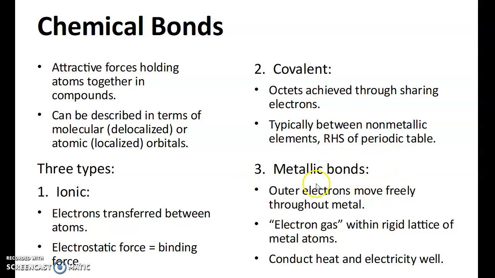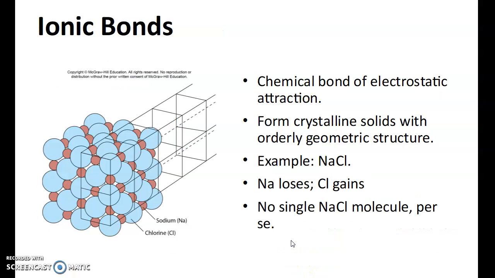Metallic bonds, these are where you have all of those things in the transition metals and all of the things that we regard as metals, outside of the alkali metals and the alkaline earth metals. Here the outer electrons move freely throughout the metal. You sort of have an electron gas within a rigid structure of the metal atoms. These conduct heat and electricity very well.